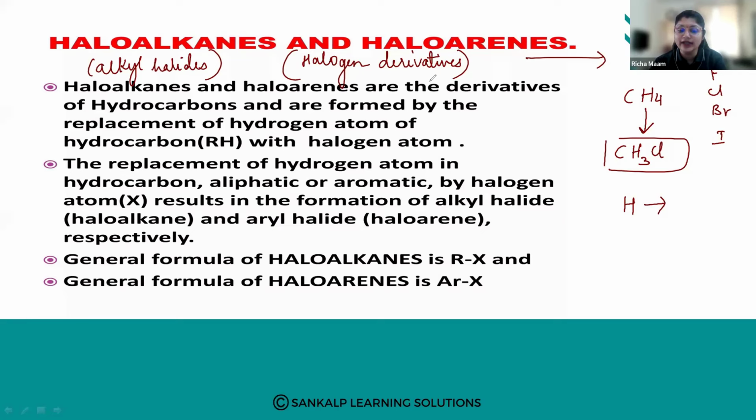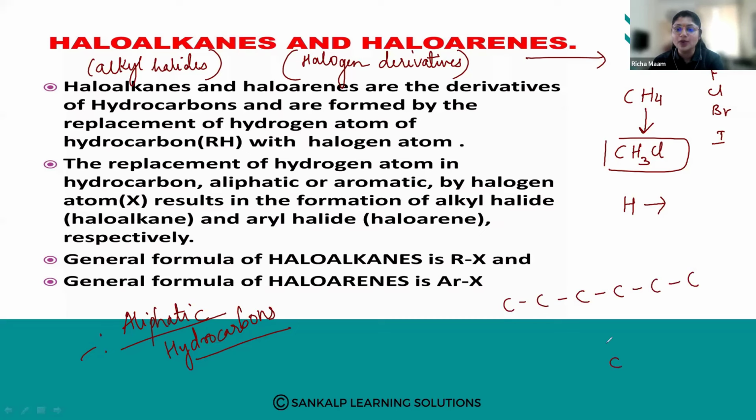Haloalkanes are the halogen derivatives of aliphatic hydrocarbons. You might have studied aliphatic hydrocarbons in your first year, in the hydrocarbon chapter. We also discussed it in our CET classes. We studied aliphatic and aromatic. What do you mean by aliphatic? Here the carbon atoms are in a straight chain, forming a straight chain compound, or they might be in a branched chain system. This system is called aliphatic carbons.